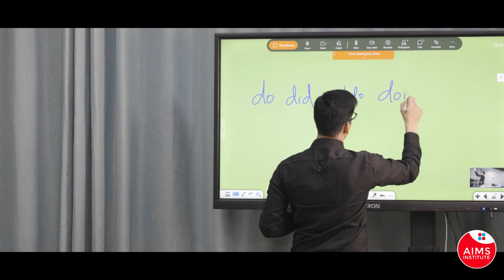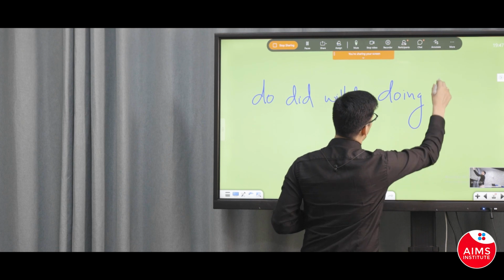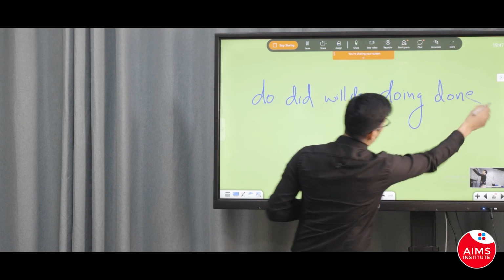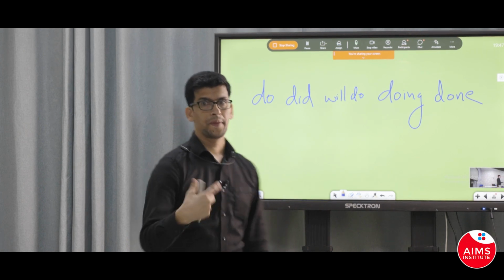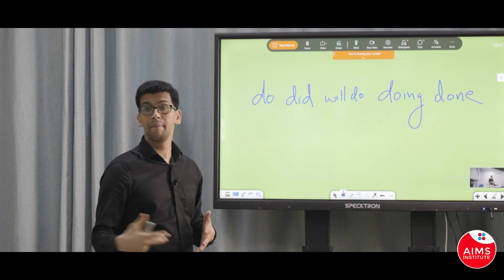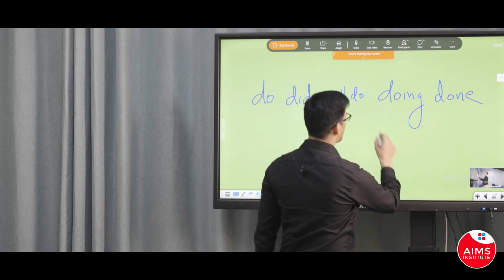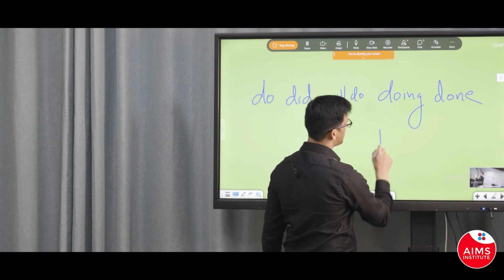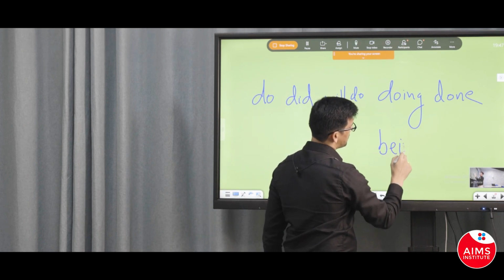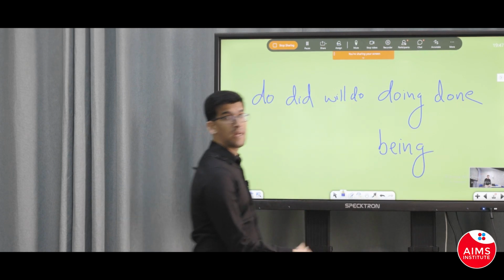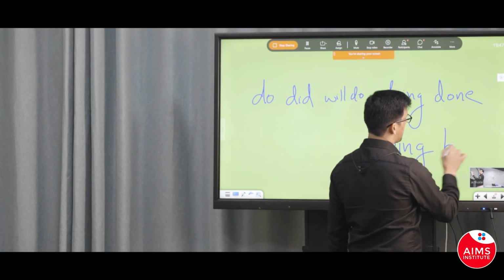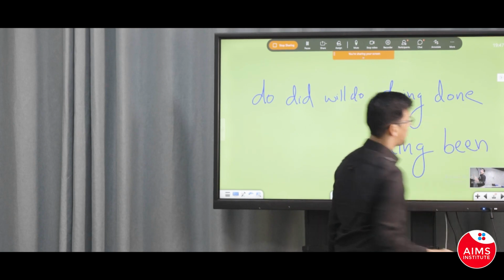Continuous tense is ing, past participle is done. Yeah? So let's take to be. Be. What is the continuous tense of to be? Being. What is the past participle of to be? Been.